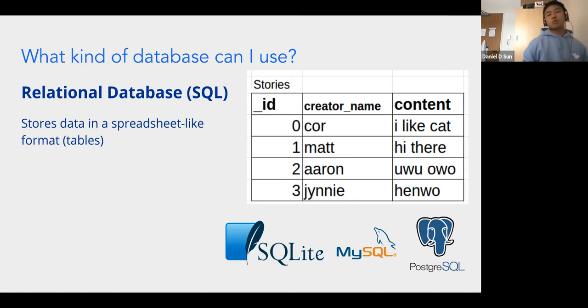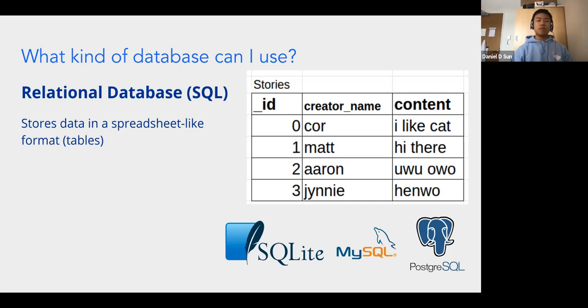So the way these work, all the data is stored in a bunch of spreadsheet-like tables. So the database just consists of a bunch of tables just floating around everywhere, and they have like various pointers to each other. So maybe you have this table for stories where each story has like some content and a creator name and some ID. That would be one way to store data. But this is like a little complicated.